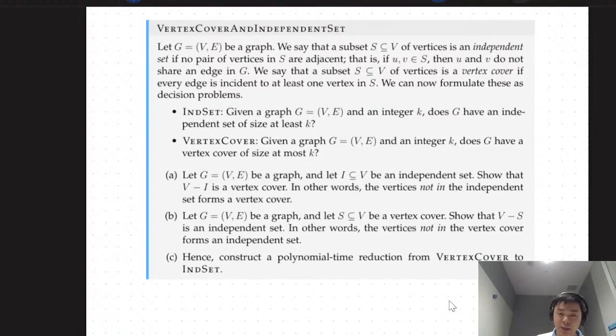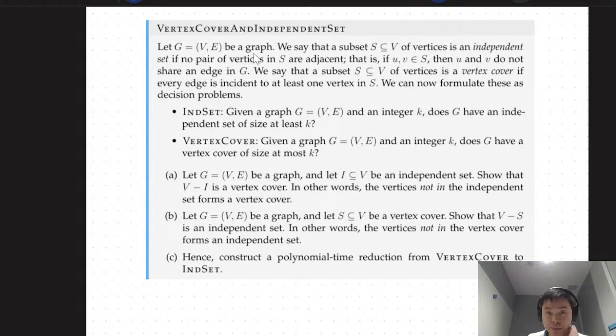So here we're going to look at two problems, and these problems might seem very different, but in fact we'll show that they're actually equivalent problems. So let G be a graph. Here, whenever we say a graph, we always mean simple, undirected and unweighted. If there is a weight, then we'll specify that it's weighted, or if it's directed, then we'll specify that it's directed.